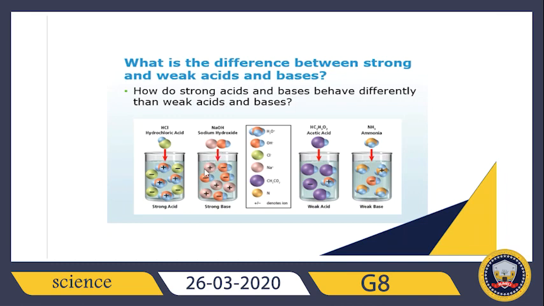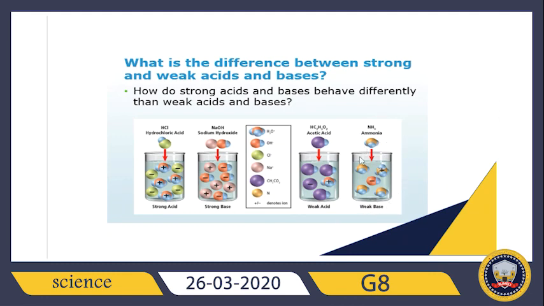Into sodium, a positively charged sodium ion, and a negatively charged hydroxide ion, and result in the formation of 4 hydroxide ions. Okay, what about the weak base? We have ammonia, NH3, with this atomic model as an example of a weak base.